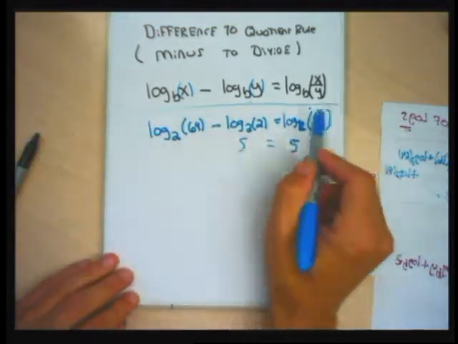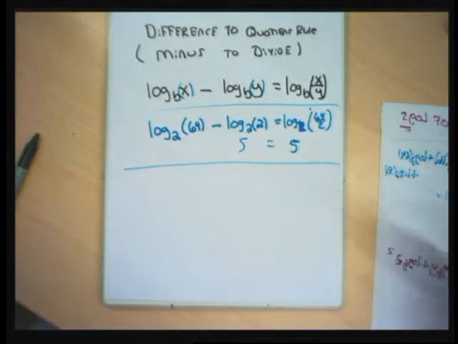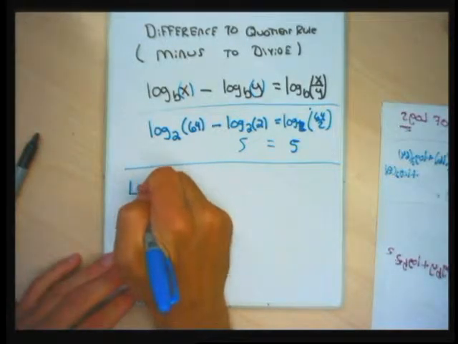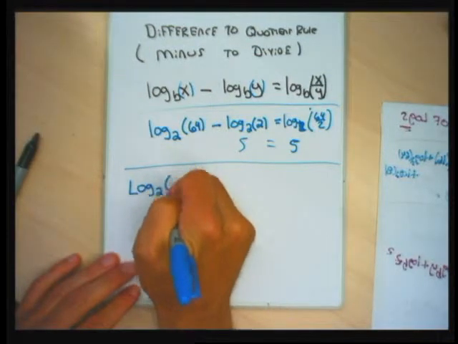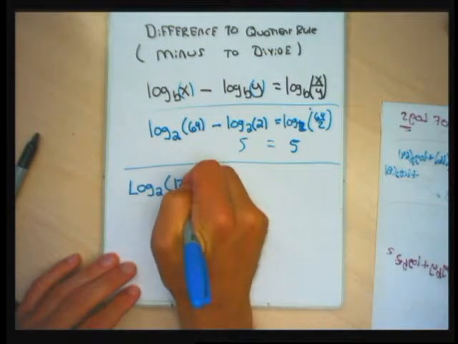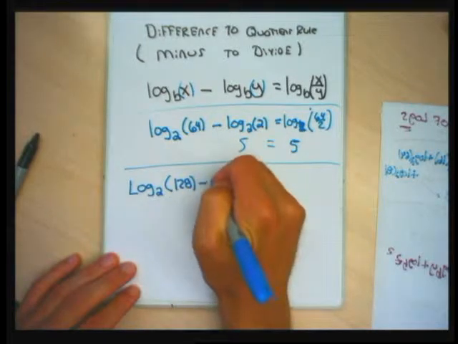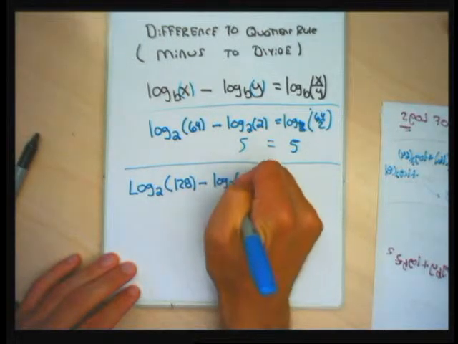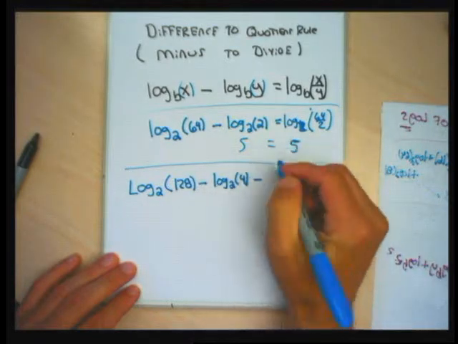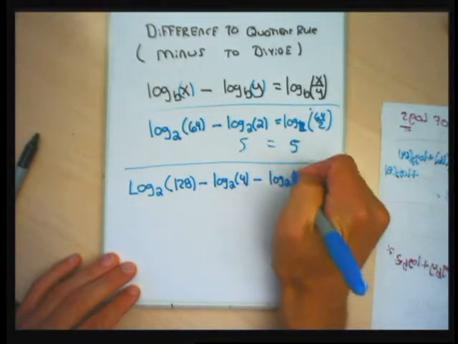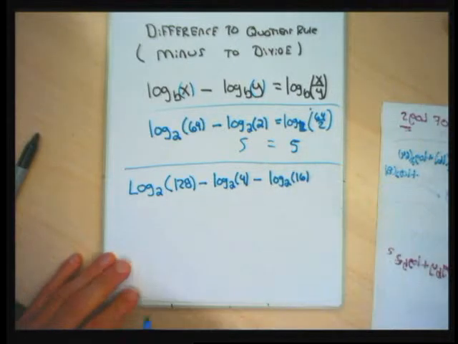This rule is a little bit harder to expand to 3 terms, but it does work, and it's tricky to work it. So I should talk about it. So let's try this. The log base 2 of 128 minus the log base 2 of 4 minus the log base 2 of 16.